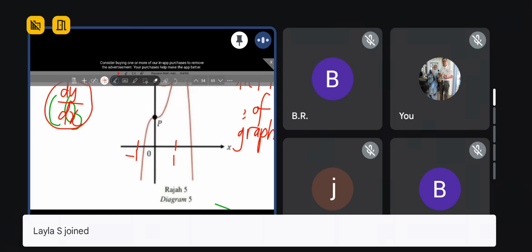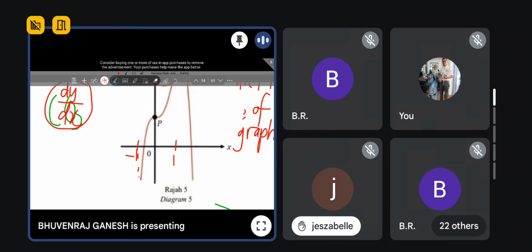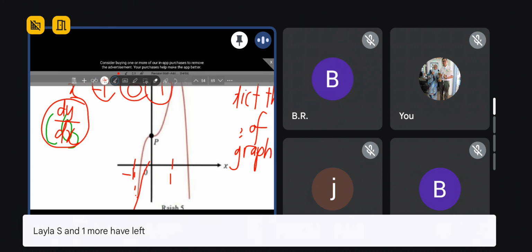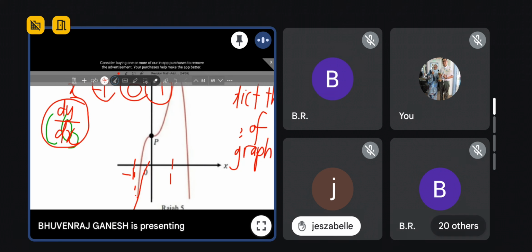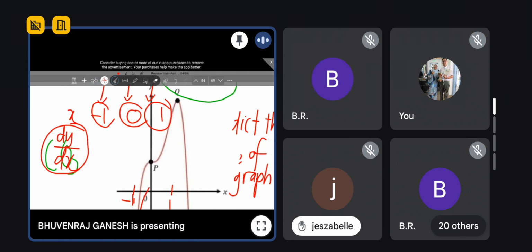So let's say at -1, maybe it touches here. Okay guys, I try to draw the tangent. I cannot be accurate, but I try my best. The tangent is something like this. It touches at one point only. And then I try to draw a tangent at P. Never mind, before that, at 1.